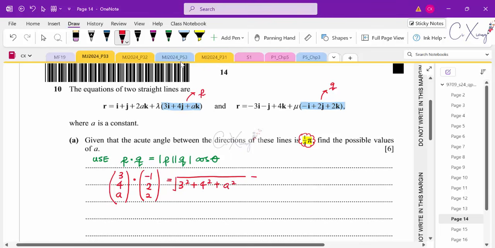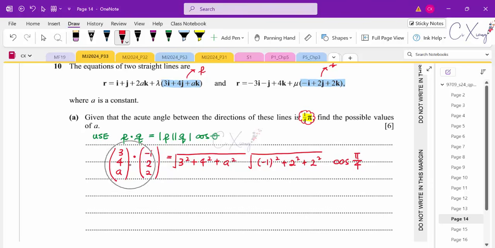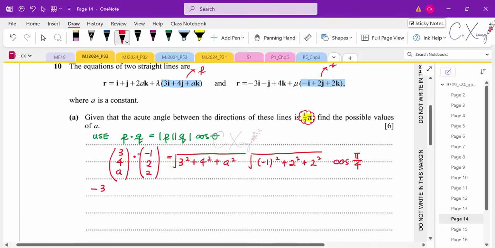Same thing happens for the second direction. So you're having negative 1 square plus 2 square and plus 2 square. Then the value for cos is cos theta, you already know that the angle is pi over 4. Okay, so next step, try to find out the dot product for these two vectors here. So 3 times negative 1, you get negative 3. So 4 times 2, you get an 8, and then you have 2a here.